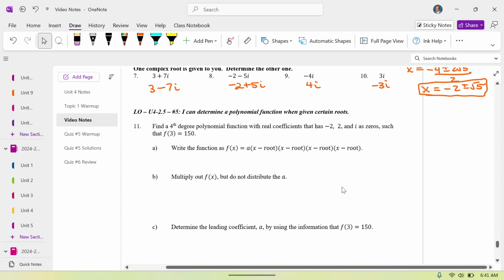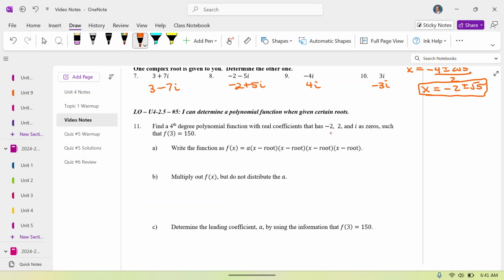All right, that's important because here it gives you the example that negative 2, 2, and i are zeros. And it tells you that when you put 3 in the function, you get 150. And you're going to work backwards. You're going to build a function with those characteristics. So first, negative 2, 2, and i are zeros. That means also negative 2, 2, i, and negative i are zeros.